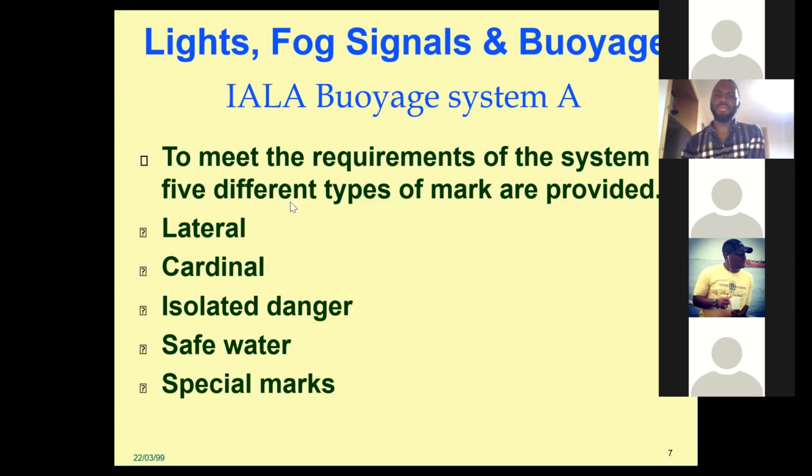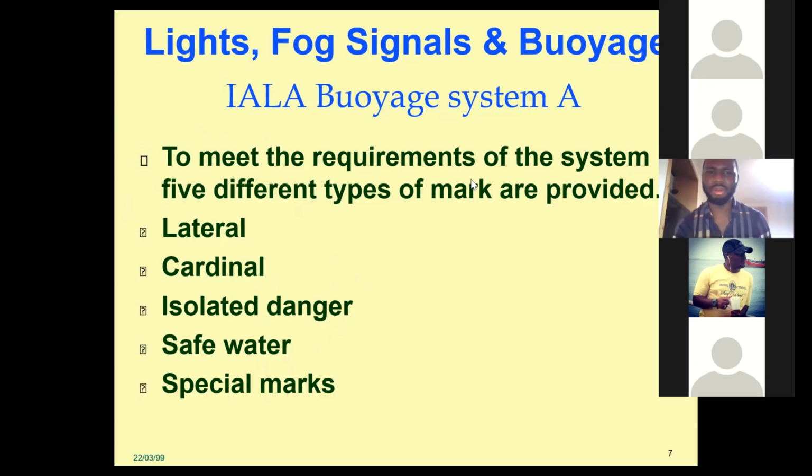Isolated danger mark. Anyone? JJ, I think you're talking, but I'm not just hearing you. Yeah, please go ahead. I'm not just hearing JJ today.